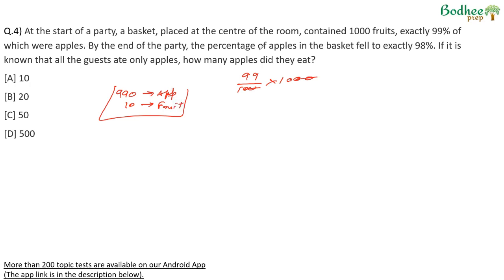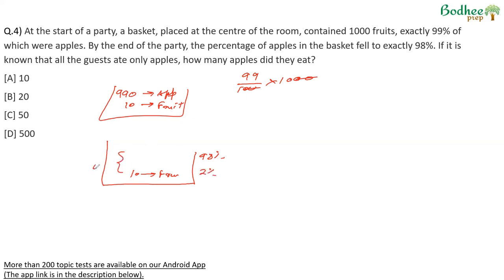By the end of the party, the percentage of apples in the basket fell to exactly 98%. If it is known that all the guests ate only apples, how many apples did they eat? Now, since only apples have been eaten, the number of non-apple fruits will remain the same, that is 10. Also, here 98% are apples. So the other fruit has to be 2%.